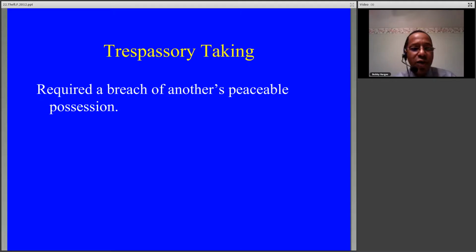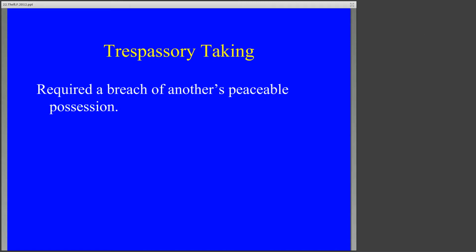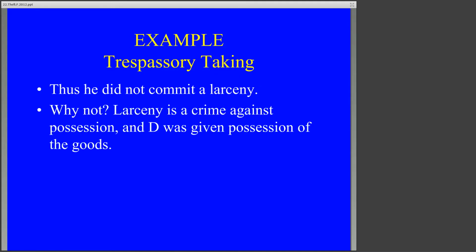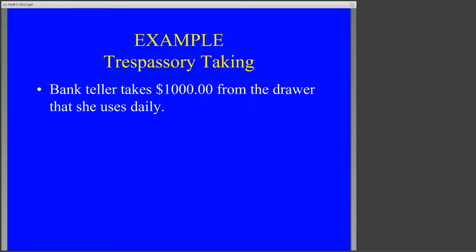Again, remember, larceny required a breach of another's peaceable possession. There was no breach of the peace with the transfer of goods from A to D. Therefore, the fact that D took them later or decided to keep possession of them later instead of transporting them as agreed, that was not a larceny. Thus, in this case, D did not commit a larceny. Larceny is a crime against possession, and D was given possession.